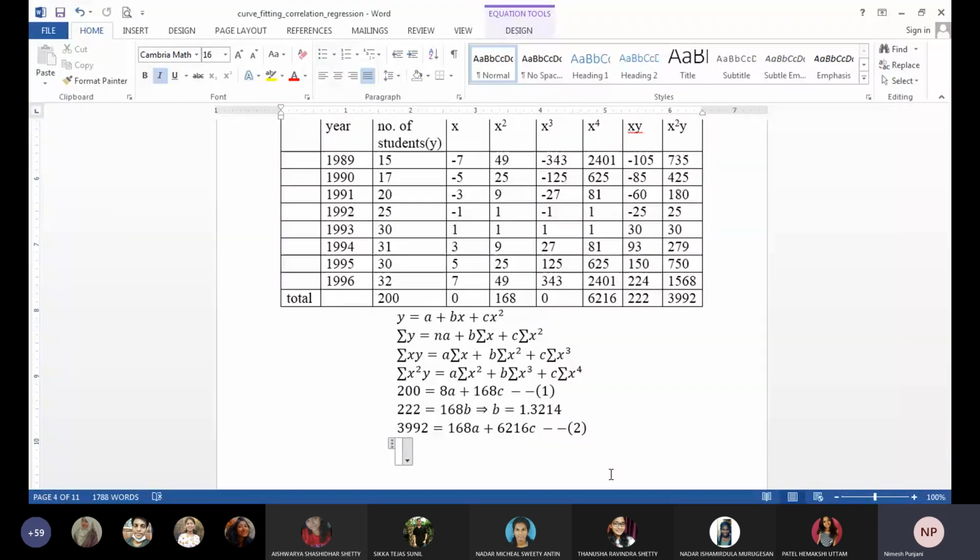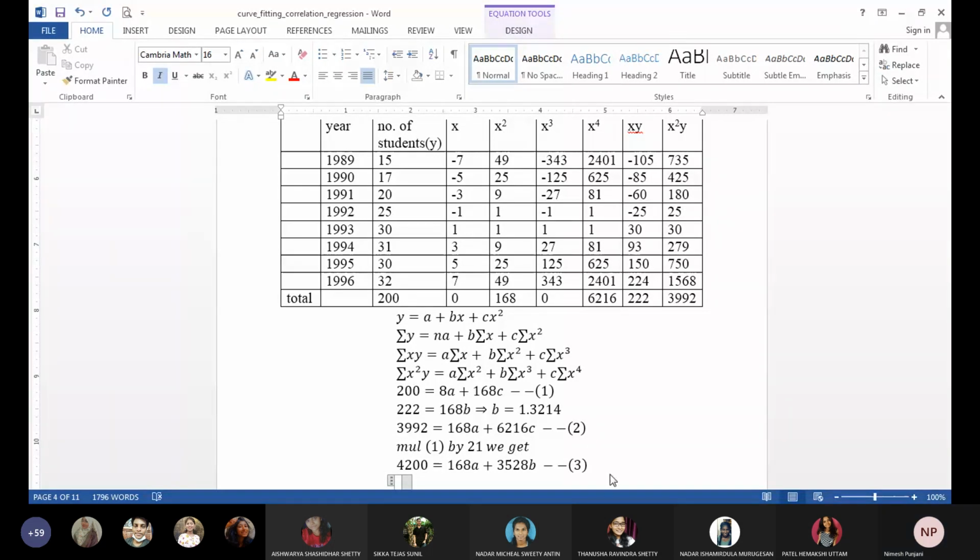नाउ यू कैन इजीली सी कि इक्वेशन 1 को अगर 21 से मल्टीप्लाई किया तो मेरा a का कोएफिशिएंट इक्वल हो जाएगा. राइट, इक्वेशन 1 को 21 से मल्टीप्लाई किया तो इक्वेशन 1 में जो a का कोएफिशिएंट है इट विल बी सेम एज इक्वेशन 2. तो मल्टीप्लाई इक्वेशन 1 बाय 21. तो 168 into 21. This I take it as equation 3.